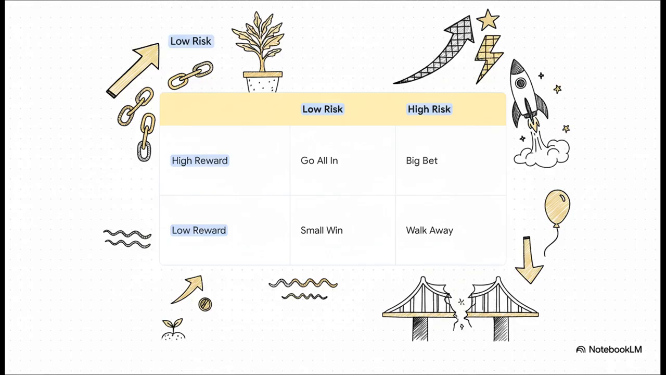In the top left, you've got low risk, high reward. Top right is high risk, high reward. Bottom left is low risk, low reward. And the bottom right quadrant, that's high risk, low reward. So let's break down what each of these really means for you.